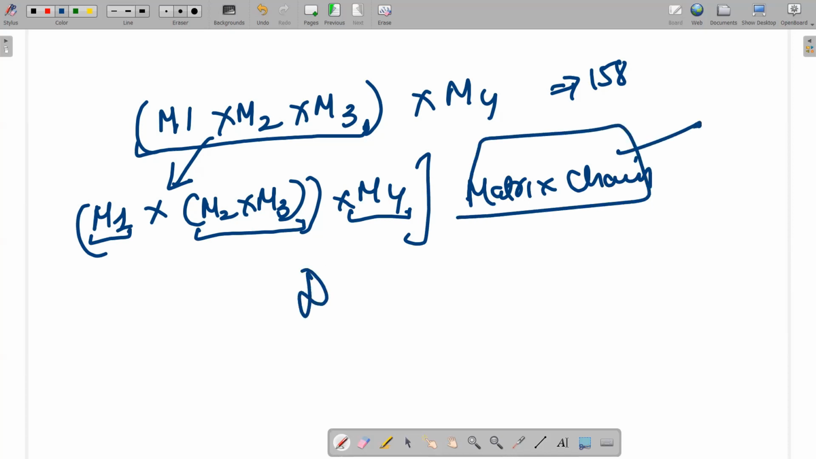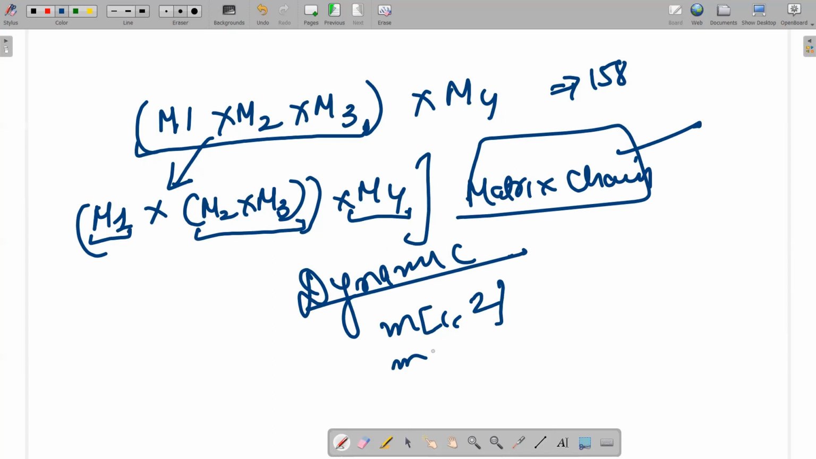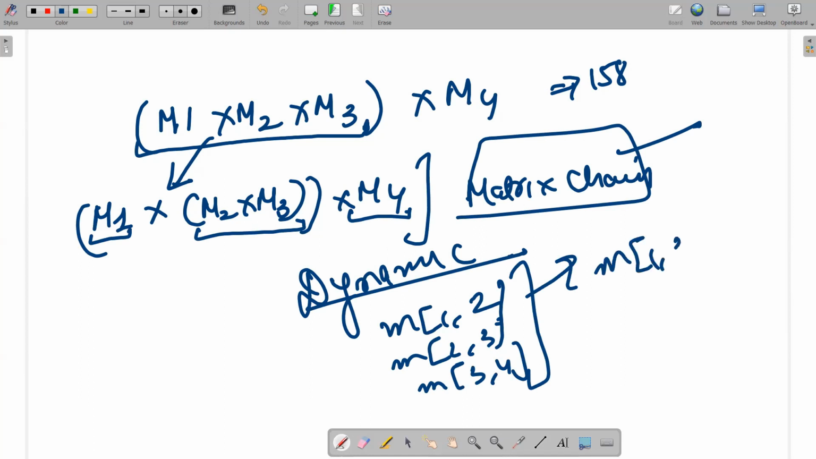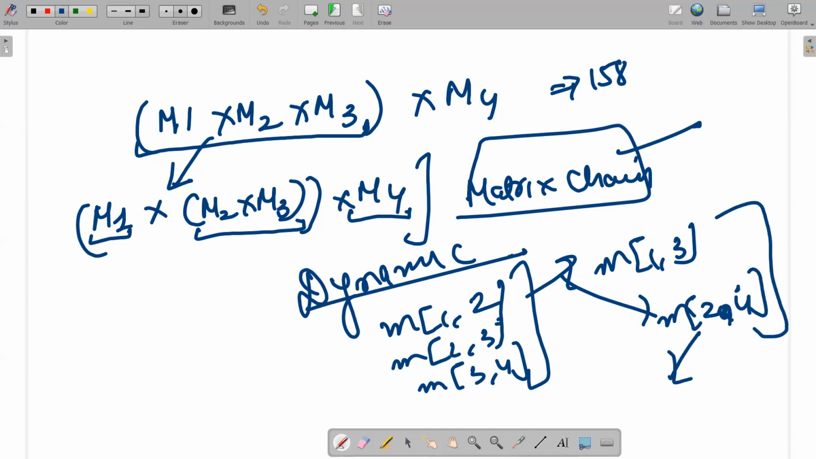Use the concept of dynamic programming. Previously calculated answers like M12, M23 and M34, these answers were useful to calculate M13 and M24, right? And these answers were useful to calculate M14, which was the main important multiplier.